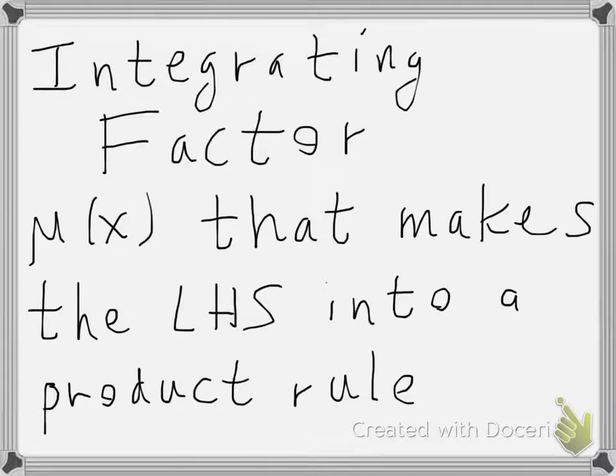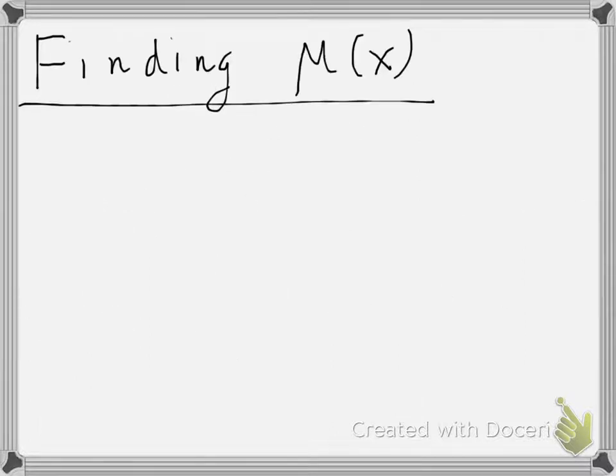So we're going to take both sides of the differential equation and multiply by this integrating factor, this function mu of x, so that it makes the left-hand side into a product rule, and we're going to use then the method that we use in our special case, and we're going to find a formula for the solution in general. So how do we find a function mu of x with this property?